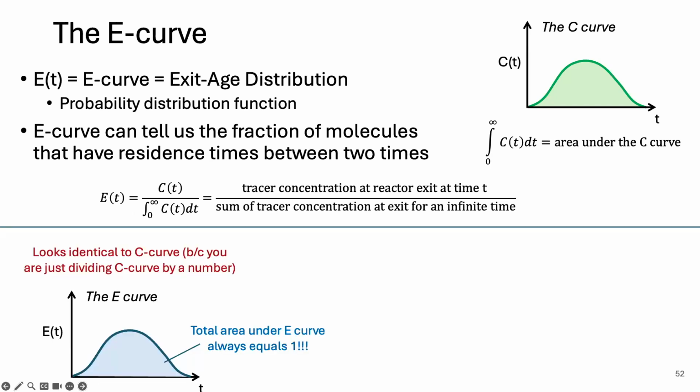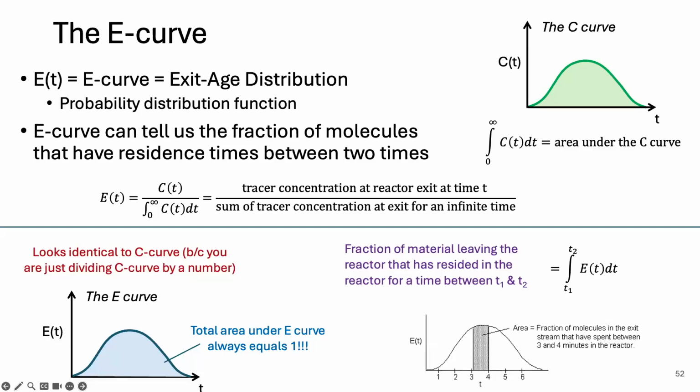Qualitatively, the E of t curve will look identical to the C of t curve, but due to this normalization, the area under our E of t curve will always be equal to 1. And if we integrate the E of t function between, say, T1 and T2, that value will be equal to the fraction of material leaving the reactor that has resided in the reactor for a time between T1 and T2.